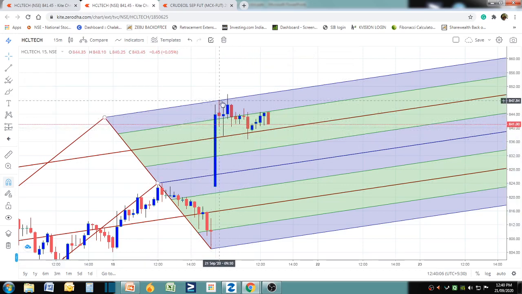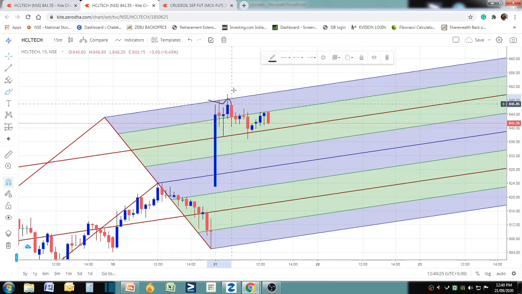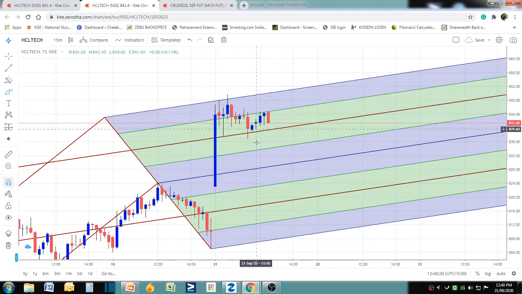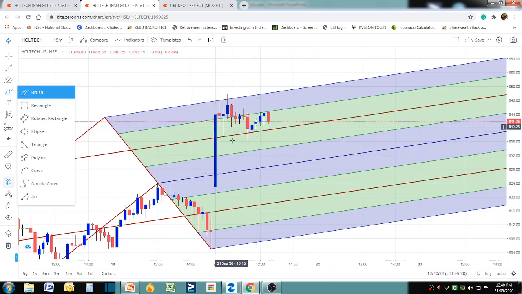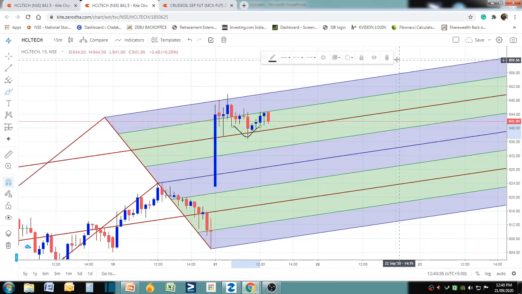The next ones you can call R1, R2. I'm sorry, this one we can call R1, because it's resistance 1, resistance 2, and down will be S1, S2. So it went all the way to R1, tried to breach it, tried to cross it, break it, but no, it couldn't. One, two, three. So the R2 has acted as a resistance, and it has been sent back, all the way down to where? The median line. Look how beautiful.